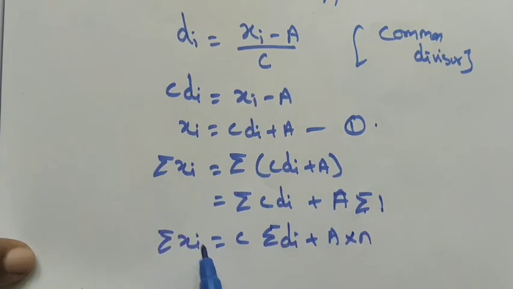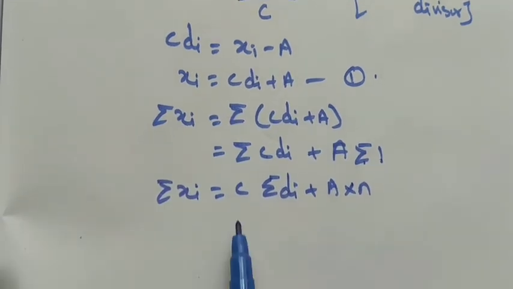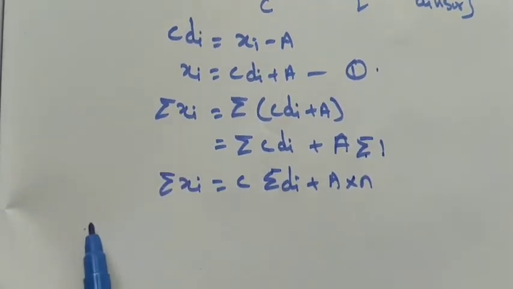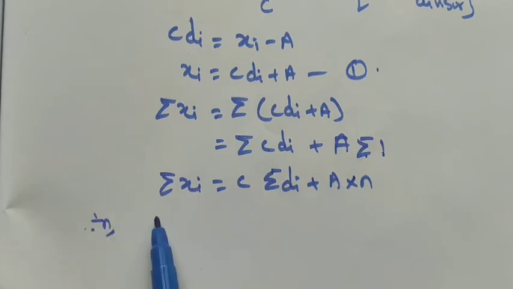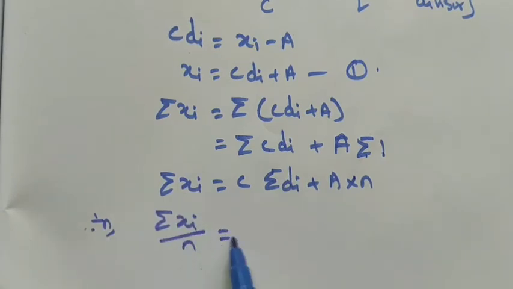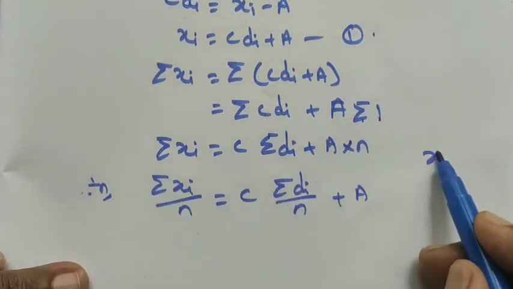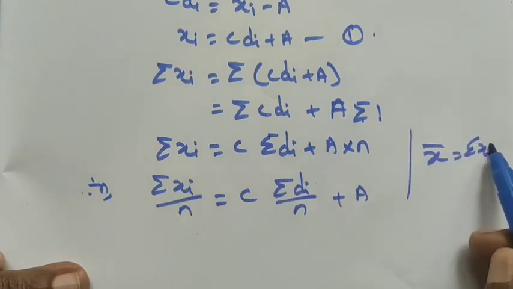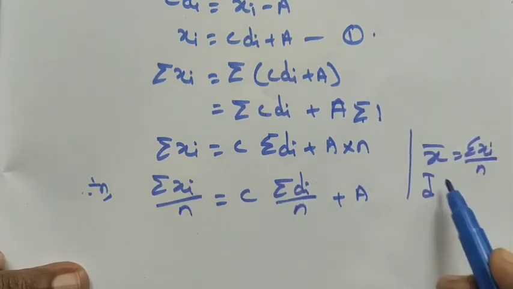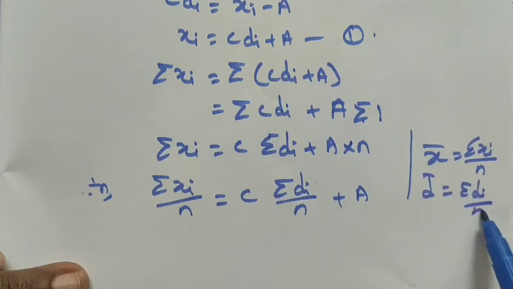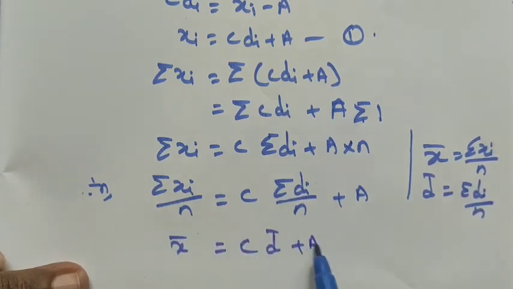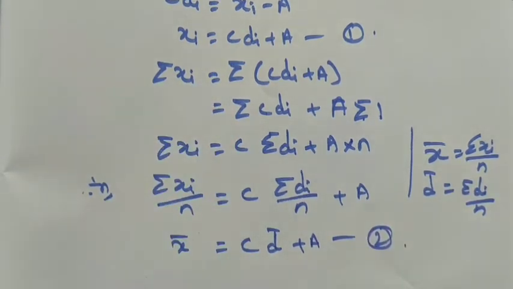So summation xi is equal to, this is the term, so divide by n, we get summation xi divided by n is equal to C summation di divided by n plus A. So this term is nothing but x bar is equal to summation xi divided by n, and d bar is nothing but summation di divided by n. So x bar is equal to C d bar plus A. Let me take it as equation number 2.